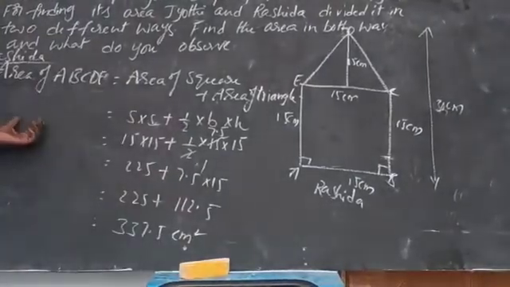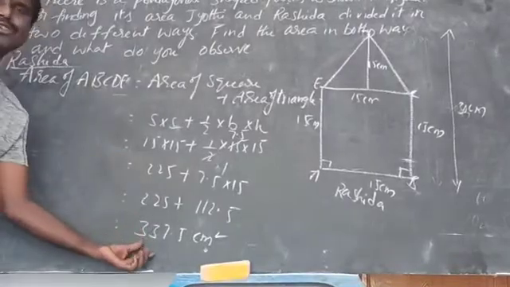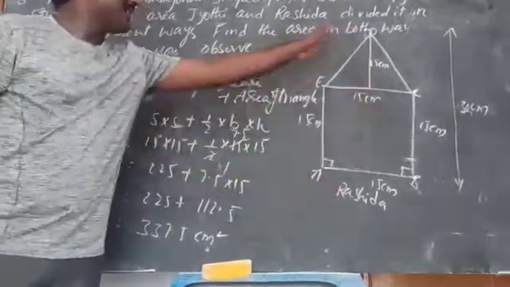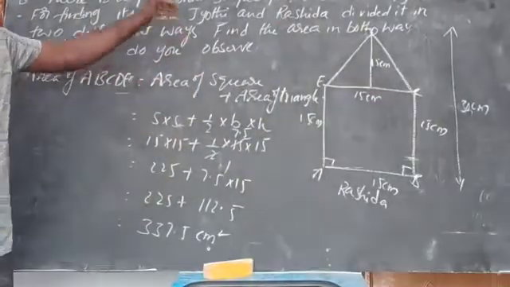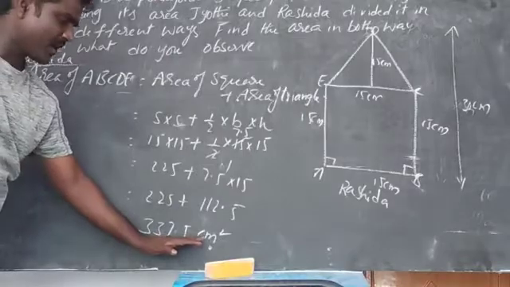So Jyoti's way gives the same answer as Rasida's way. The total area of the closed figure ABCDE is equal in both Jyoti's and Rasida's ways. The answer is the same, 337.5 centimeters square.